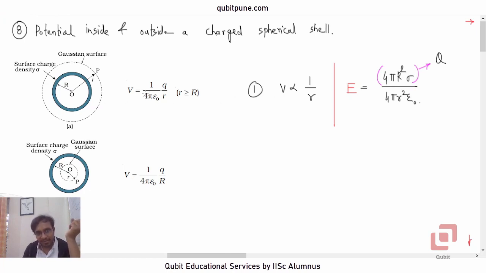So this expression here that you see is basically the same, Q divided by R, where Q is the total charge. This small q is the total charge in this case. This is the textbook notation. This refers to Q, the total charge on the shell, or I would say the net charge on the shell.